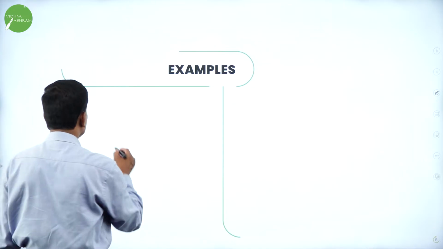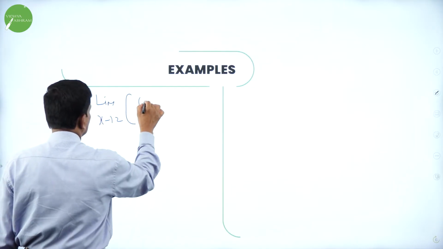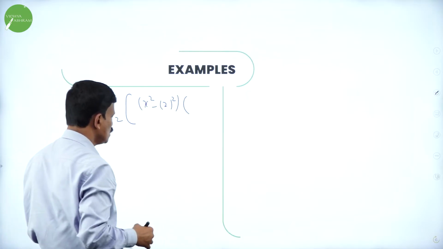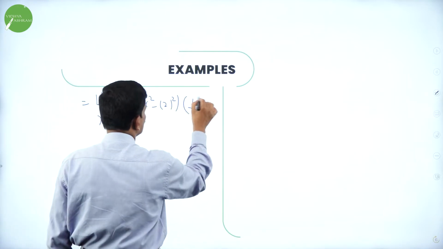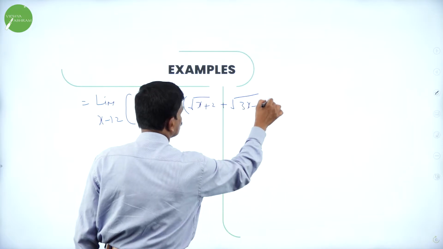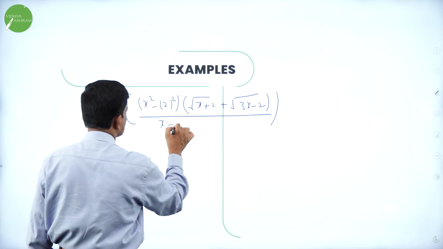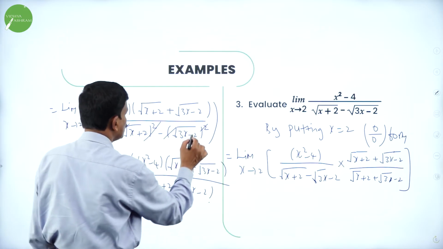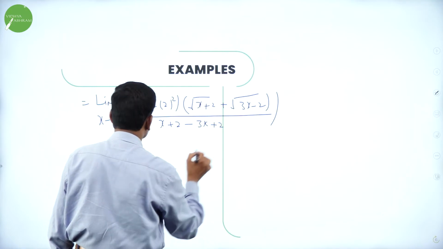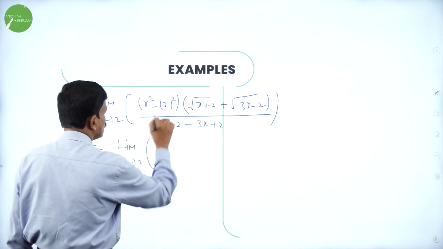Now therefore this can be written as limit, in the numerator x square minus 4 can be written as x square minus 2 square into, the remaining steps are same, root of x plus 2 plus root of 3x minus 2, whole divided by this x plus 2, multiply by negative sign, minus 3x, minus into minus plus.